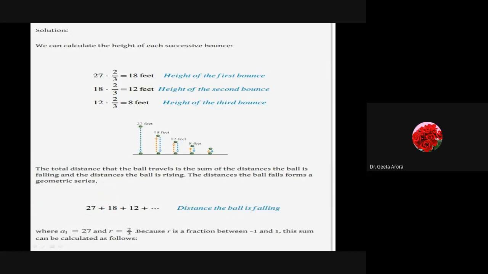In the first go, we know that the ball is coming from 27 feet. But since it has bounced back, and we know how much it bounced back, it is given by two-thirds of 27. Two-thirds of 27: 3 nines are 27 and 9 twos are 18. So it again goes to 18 feet. This is the height at the second bounce. Correct? And again, you have to use the same formula.